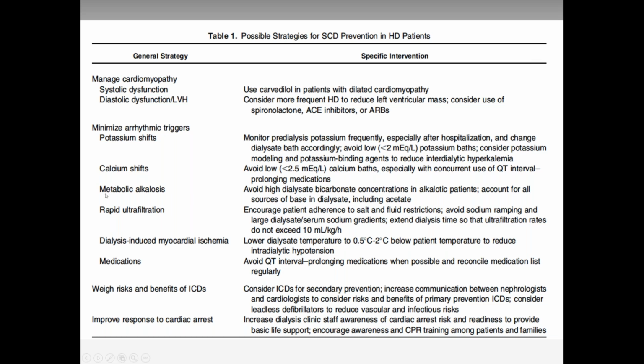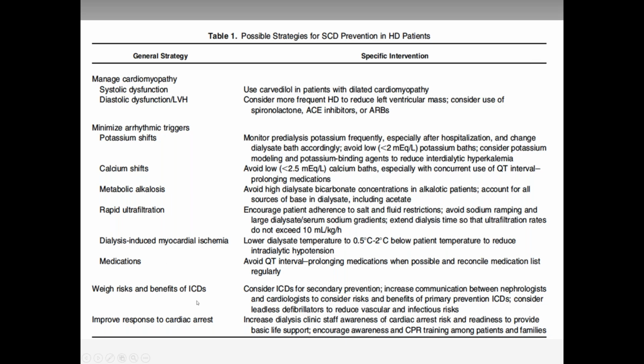You also need to think about metabolic alkalosis, which I haven't shown here, because we know that alkalosis can also make things worse. Rapid ultrafiltration potentially could make things worse, and so making sure that you're not taking off too much fluid. We also know that there's dialysis-induced myocardial stress that occurs, and so it's very important to try and reduce that intradialytic hypotension and that stress that may precipitate sudden cardiac events.